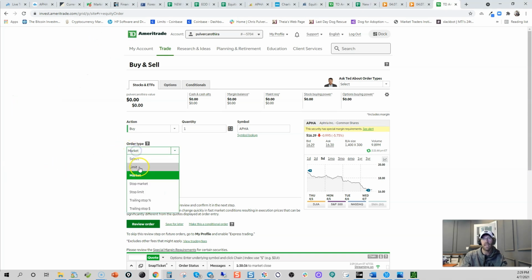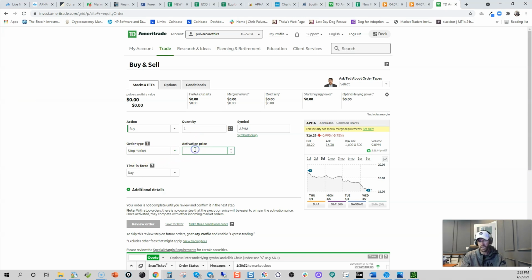So if I did a stop market order, see how it says activation price? I could activate my market buy at $20. So when the stock is at $20, I can activate that market buy at $20. Now, keep in mind, there's also an ask price, which means there's a bit of a spread on some of these trades. So if I put a stop market order in at $20, I might get filled at like $20.10, $20.50. There might be a bit of an ask or a markup on that trade.